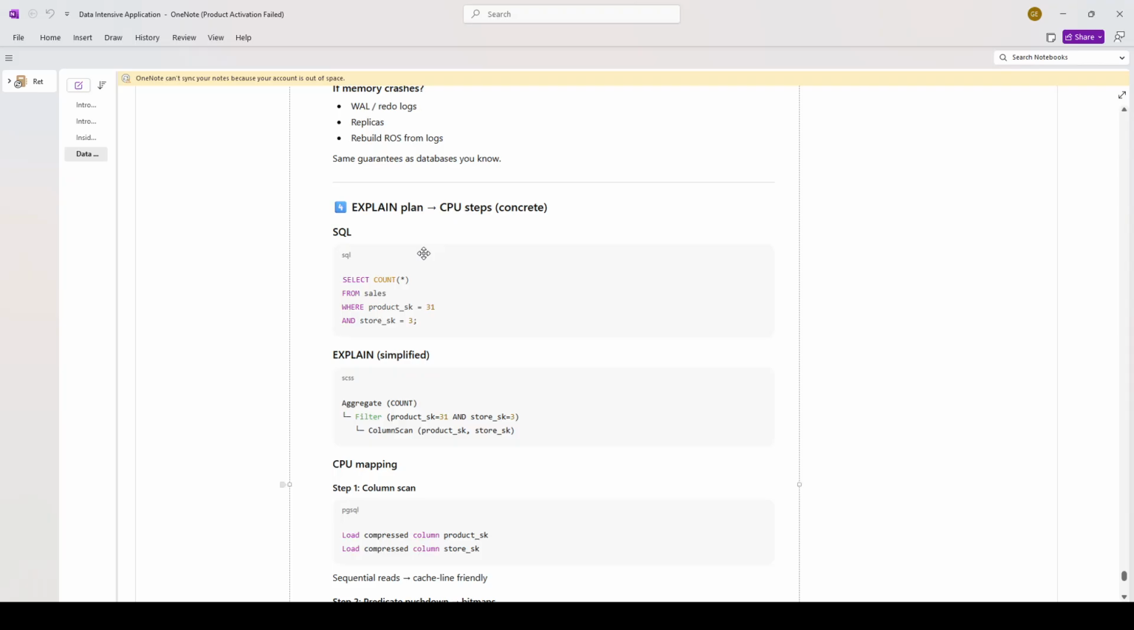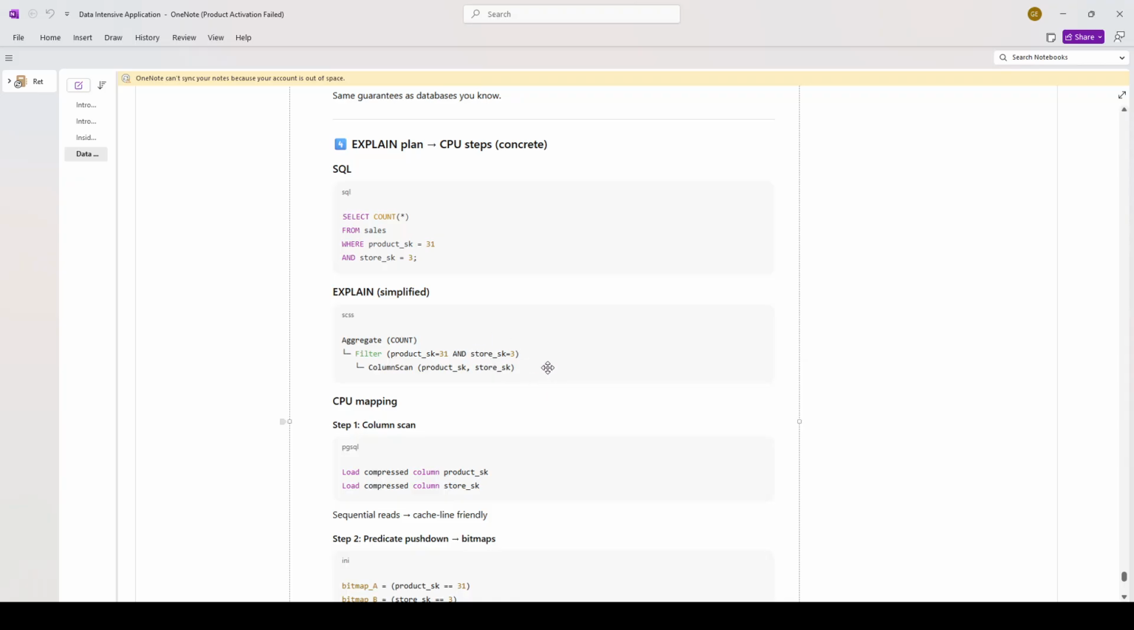Explain plan, CPU steps, concrete SQL: select count(*) from sales where product_sk = 31 and store_sk = 3. Explain simplified: aggregate, count. Next line, filter product_sk = 31 and store_sk = 3. Next line, column scan product_sk, store_sk.